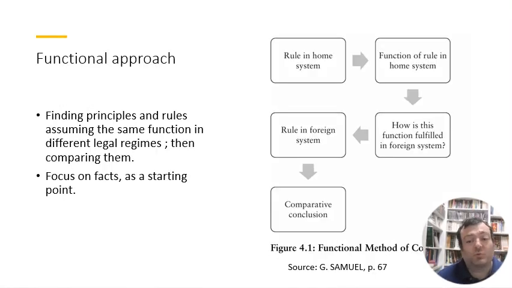So the functional approach would start by focusing on facts as a starting point, the problem posed in system A. From these facts, we are going to see which are the rules in the home system that give an answer or solution to these facts. And then we can see what is the function of these rules in the home system. And then we go to the other country, to the other element of comparison. How is this function fulfilled in the foreign system? We will identify the rules in the foreign system, and then we will end up with a comparative conclusion.